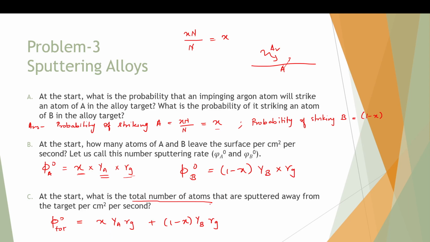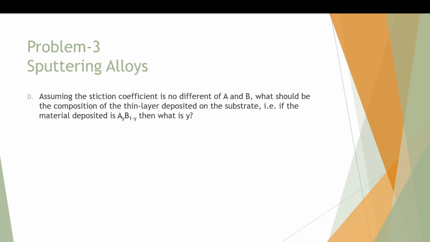So total number of atoms sputtered away per centimeter square per second. So, assuming the sticking coefficient is no different for A and B, what should be the composition of the thin layer deposited on the substrate? That is, if the material deposited is A_Y B_(1 minus Y), then what is Y?